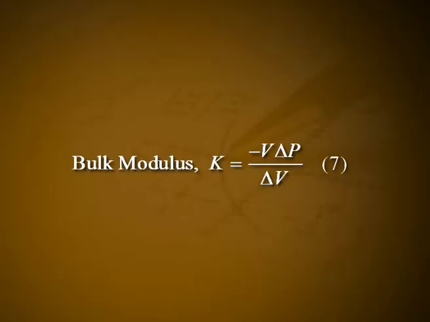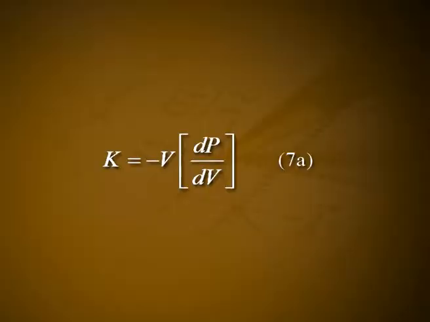For gases and liquids, the normal stress is caused by change in pressure. That is, normal stress is equal to change in pressure delta P. Bulk modulus K is equal to minus V into delta P divided by delta V. Let it be equation number 7. The negative sign indicates that the volume decreases if pressure increases and vice versa. Equation 7 can be written as K is equal to minus V into dP divided by dV. Let it be equation number 7a.